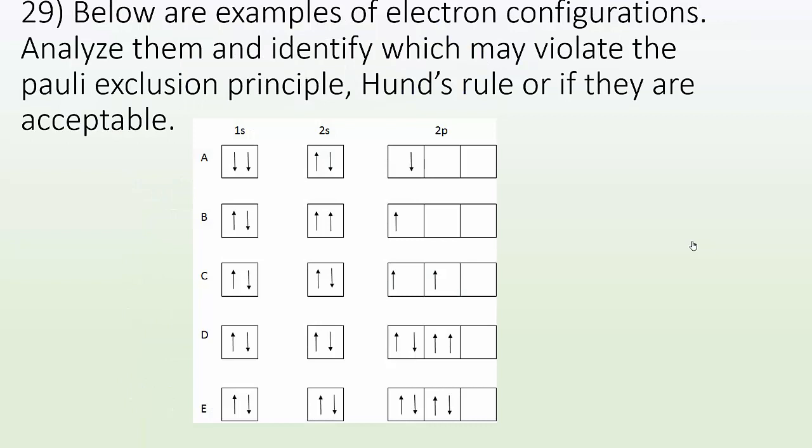All right, 29. Below are examples of electron configurations. Analyze them and identify which may violate the Pauli exclusion principle, Hund's rule, or if they are acceptable. So let's take a look.